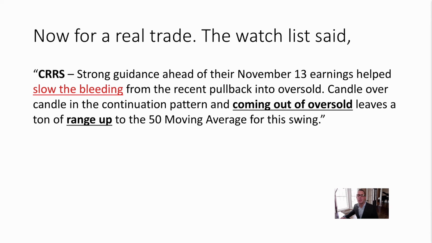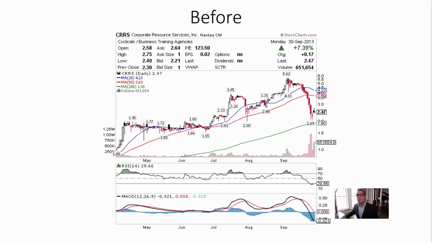Candle over candle in the continuation pattern and coming out of oversold, which means the RSI is coming out above the 30 line. Leaves a lot of range up to the 50 moving average for this swing trade. This is what the chart looked like when I put it on the watch list.